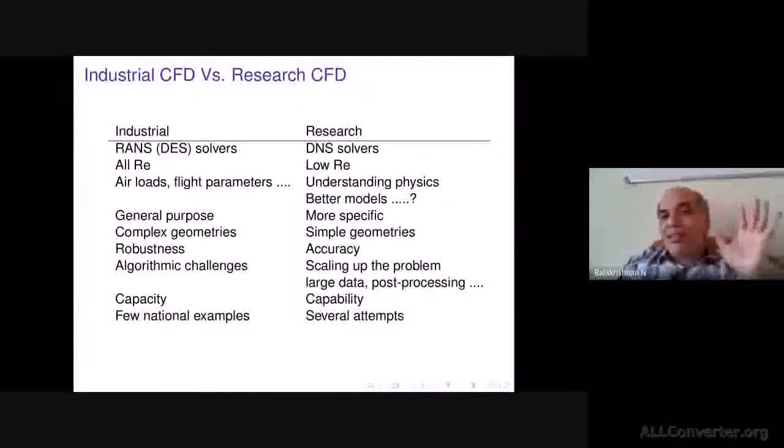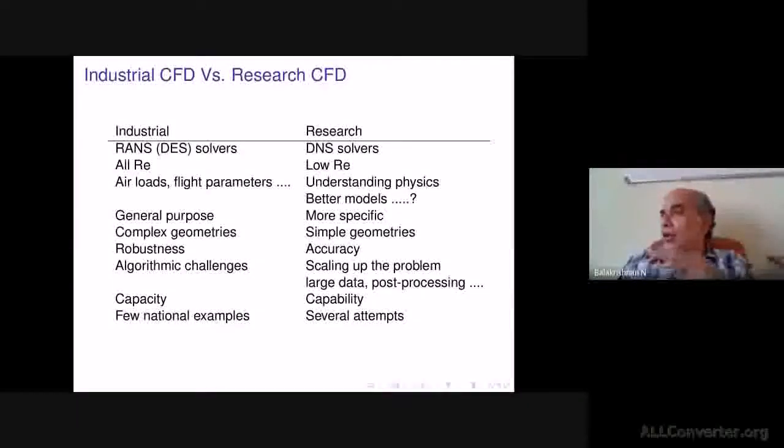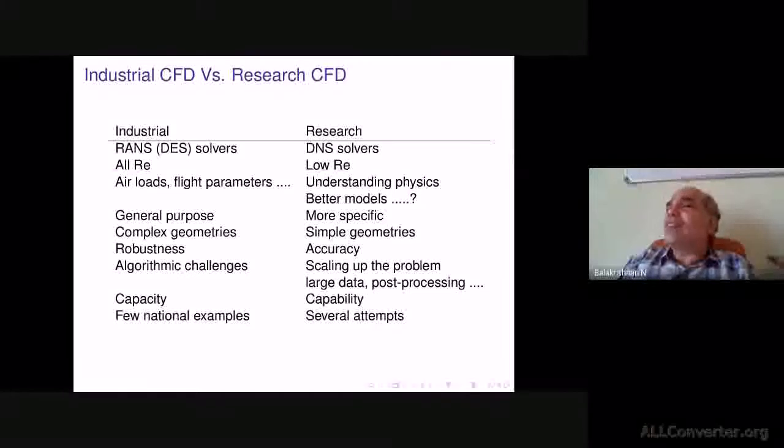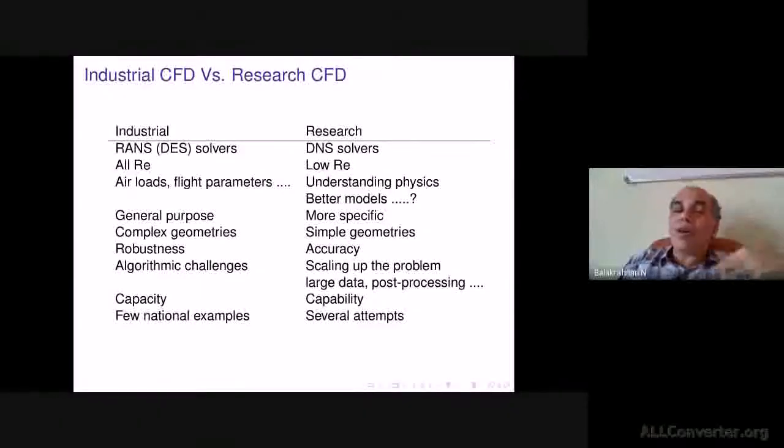As against that, for research tools, you can see in any of these IITs or IISc, you will have at least about 3 to 4 DNS codes in each one of these places. It's very commonplace. So very obviously, the question that comes to our mind is, how is it that we are developing so many DNS-based solvers as against the so-called RANS solvers? Why are we not able to?